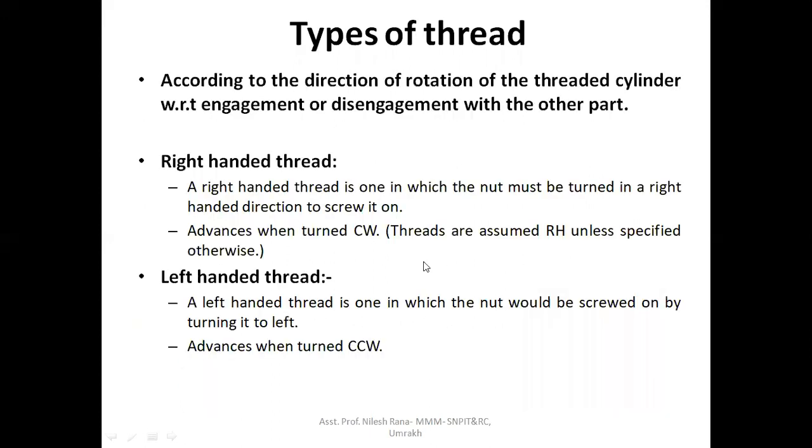Now, according to the direction of rotation of the threaded cylinder with respect to engagement or disengagement with the other parts, we have two types of thread. The one is right-handed thread, and the second is left-handed thread. Right-handed means the nut must be turned in a right-handed direction to screw it on, and it advances when turned clockwise. The threads are assumed right-handed unless specified otherwise.